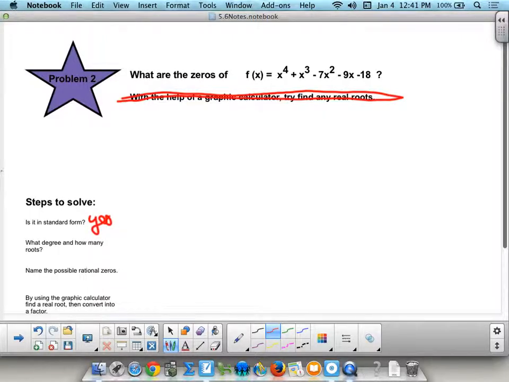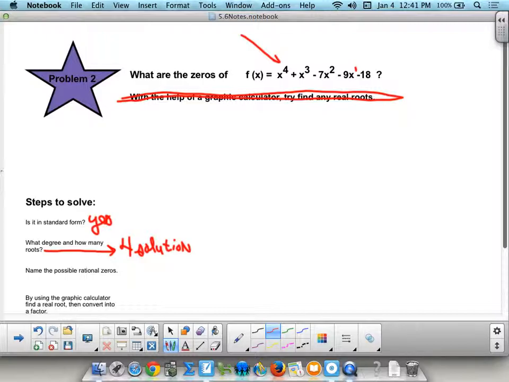4, 3, 2, 1, then the 18. Okay. What degree and how many solutions or roots? How many solutions? 4. It's right here. Highest power term is 4, so it's 4 solutions. Isn't that cardic? That is quartic. Think of quarter. 4 quarters in a dollar.